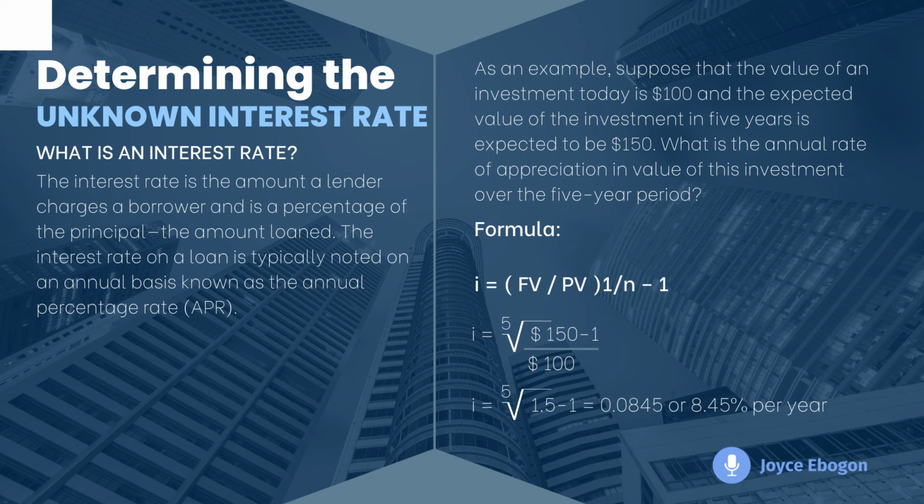So, as an example, suppose that the value of an investment today is $100 and the expected value of the investment in 5 years is $150. So, what is the annual rate of appreciation in value of this investment over the 5-year period? We have the formula: rate is equal to future value divided by present value, raised to 1 over n, minus 1. So for the future value, we have $150 divided by $100, which is the present value, minus 1.